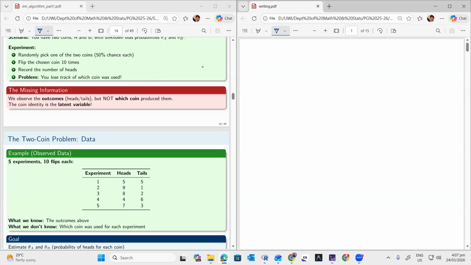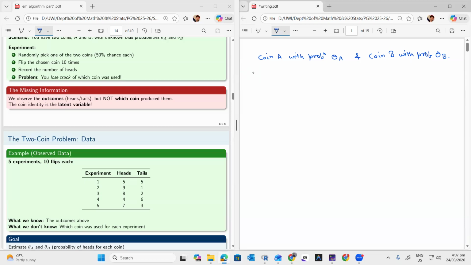Now we are going to use some notation. Suppose coin A has probability theta A, where theta A is the probability of getting heads for coin A, and coin B has probability theta B, where theta B is the probability of getting heads with coin B. So our goal is to estimate the unknown parameters theta A and theta B.